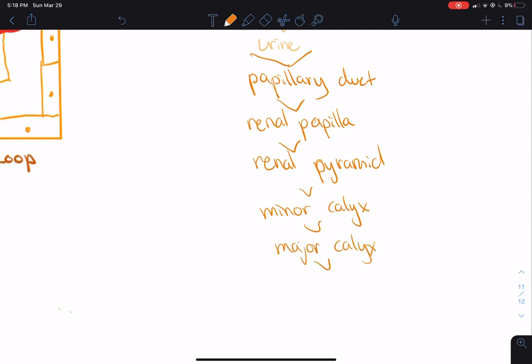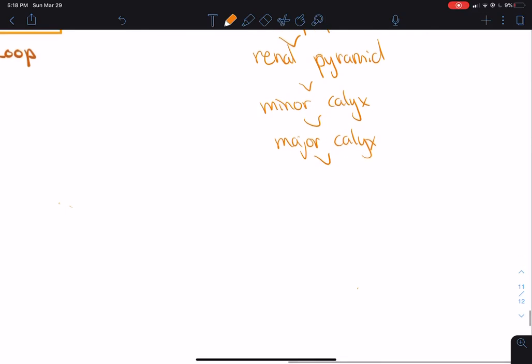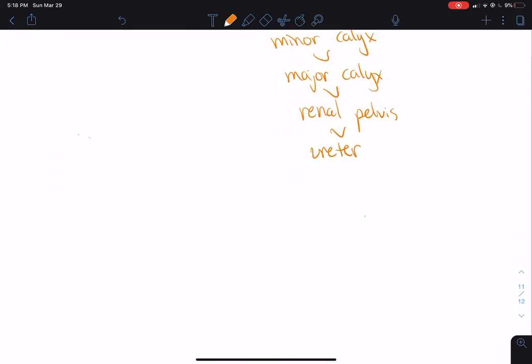The major calyxes meet up at the renal pelvis. The renal pelvis turns into the ureter. Ureter travels to store the urine in the urinary bladder. Then we're like, oh my gosh, I really have to pee, and so we release it through the urethra, hopefully voluntarily.